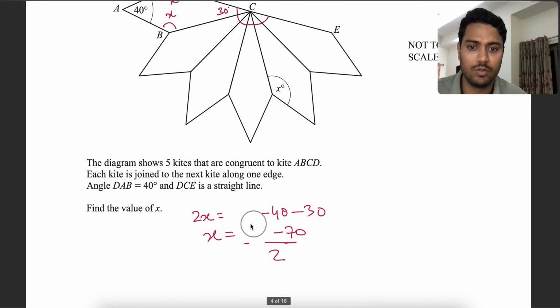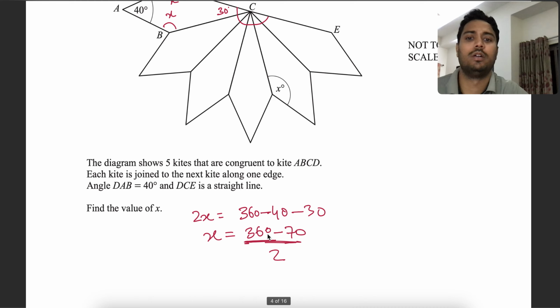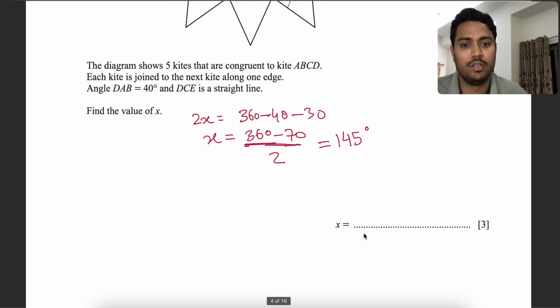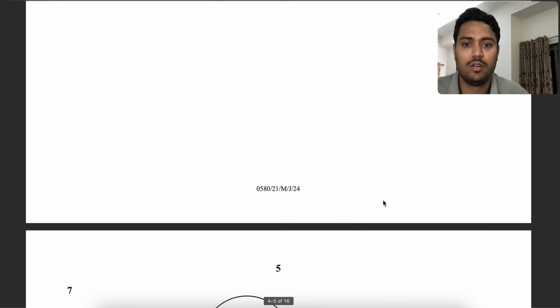The angle sum property of a quadrilateral is 360. So 360 minus 70, divided by 2. So 290 divided by 2, which is 145. So simply 145 degrees. x is 145. Moving on to the next question.